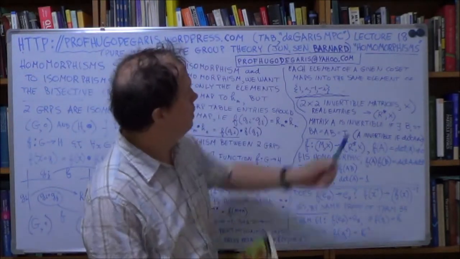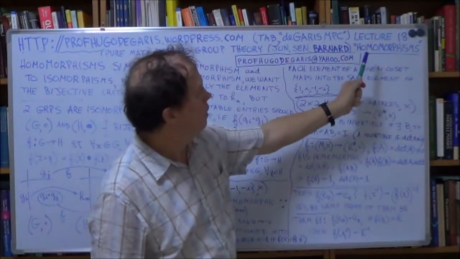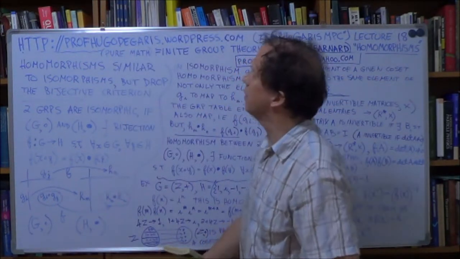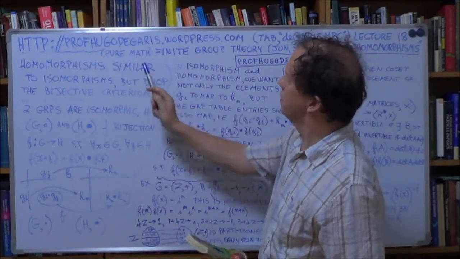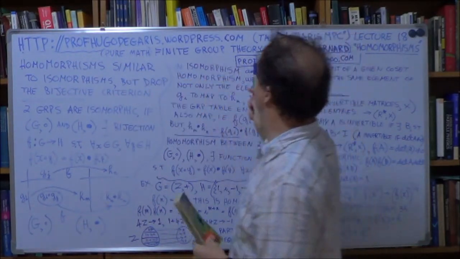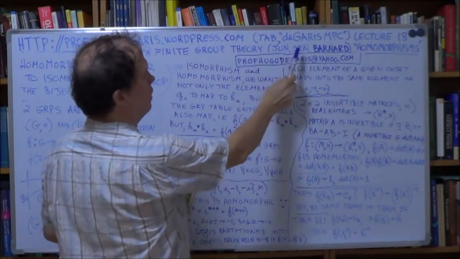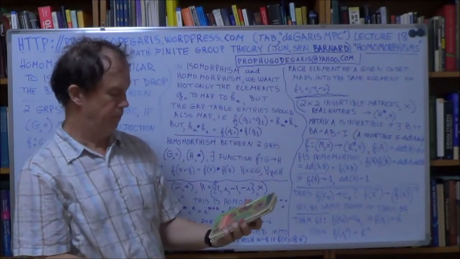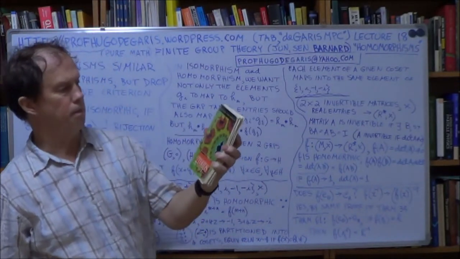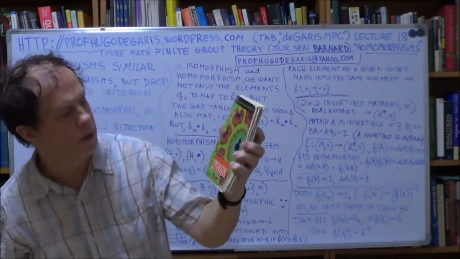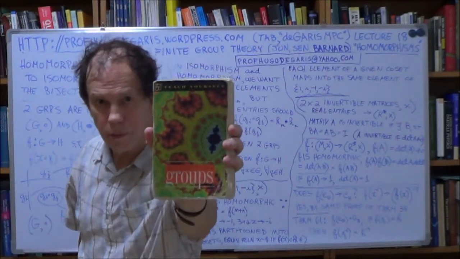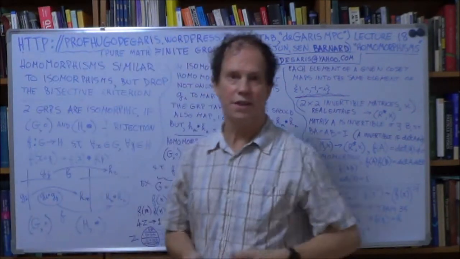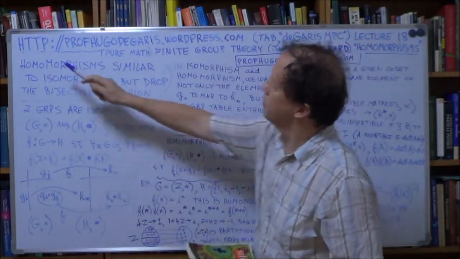This is lecture 18 on the topic of homomorphisms. It's part of a pure mathematics course on finite group theory at junior and senior level, and the first author is Barnard of the text that I'm using. It's in the Teach Yourself series and called Mathematical Groups.